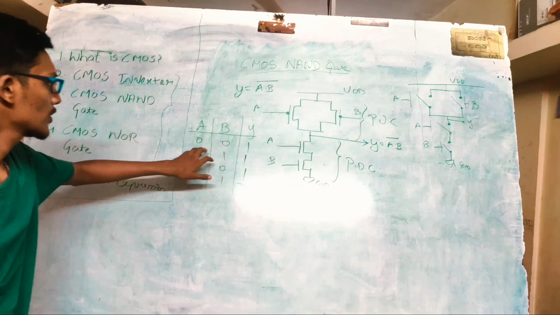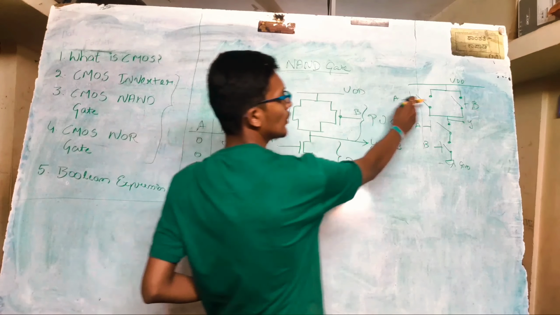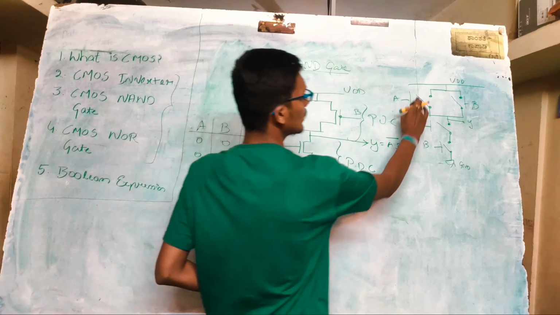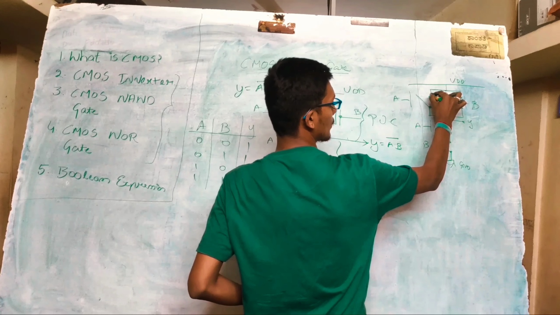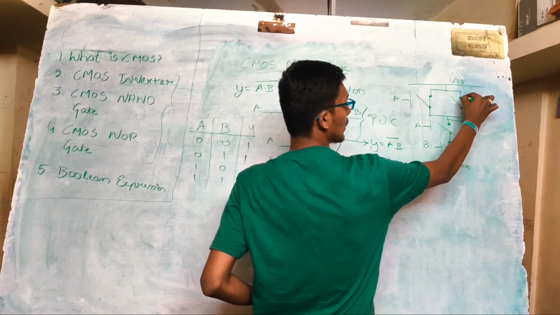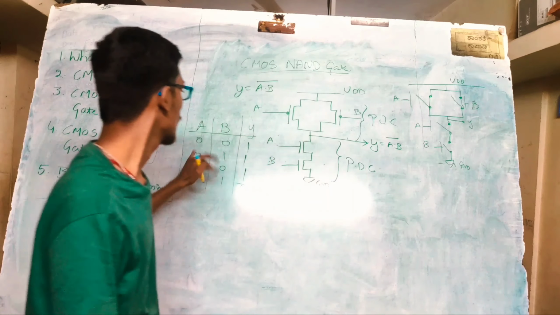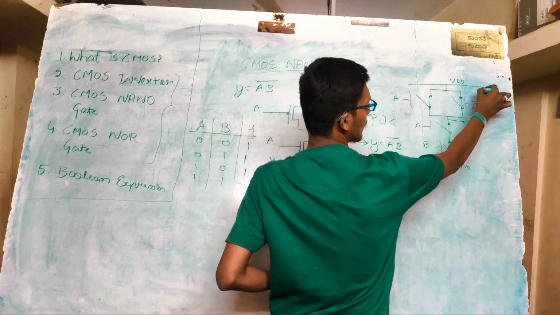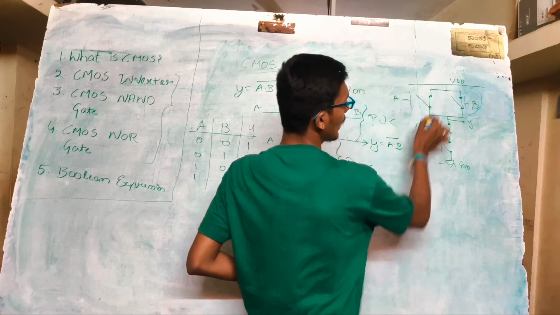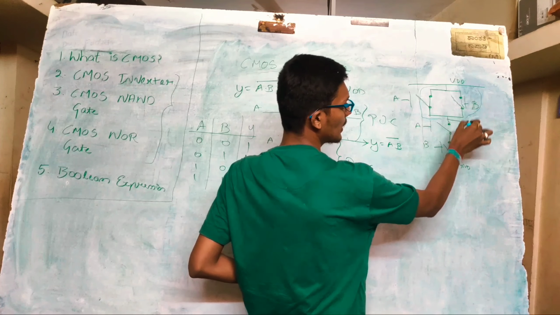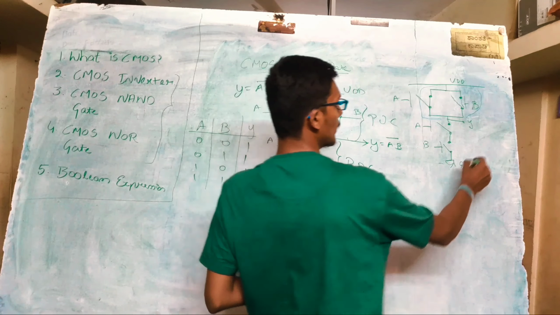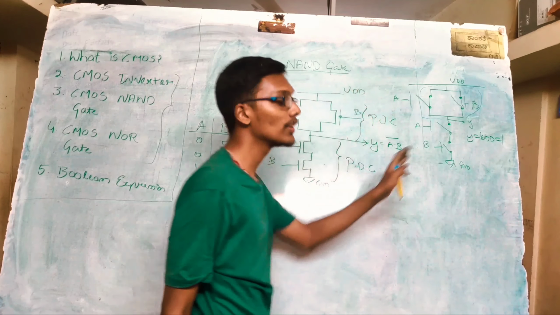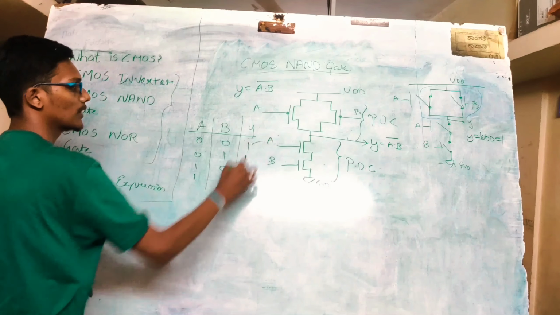So fine. What's the first combination? 0, 0. So my A is 0, B is 0. PMOSs will be on at logic 0, right? So these are closed switches, and NMOSs will turn on at logic 1. Now we are having logic 0, so these will be open. So now see this. We have a path established between VDD and Y. So Y is equal to VDD, which is at logic 1. We'll consider VDD as logic 1. So the first truth table row is verified.